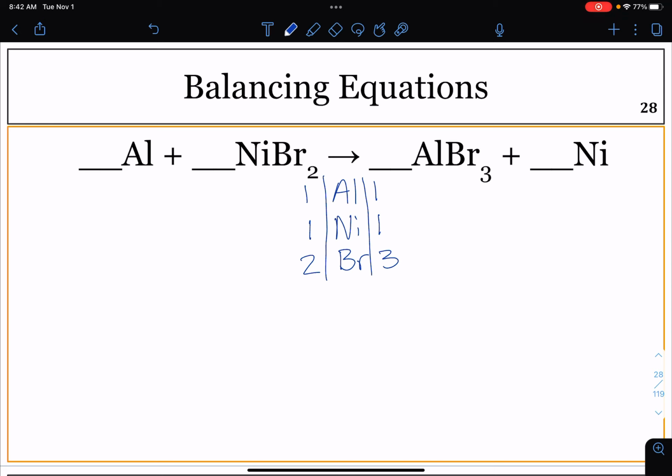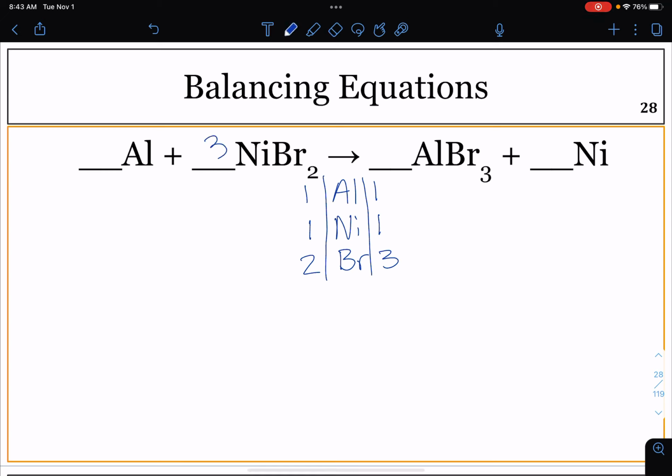But even if they did exist, they would have different properties, and that is not what we're dealing with in this chemical reaction. So we cannot change the subscripts. We can only change the coefficients. If you look and see that on the left-hand side, bromine comes in a ratio of 2, and on the right-hand side, bromine comes in a ratio of 3, the least common multiple between 2 and 3 is 6. So we're going to try to get each side to have 6 bromines.